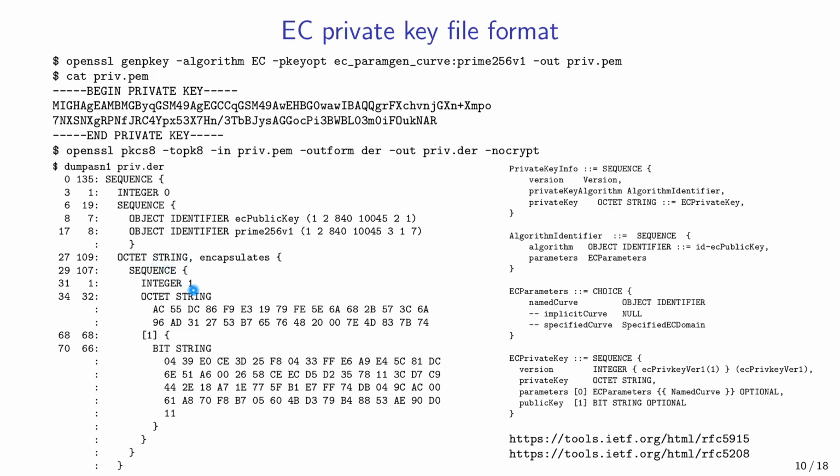This is the version number of the private key file format. This is the 32-byte private key encoded as octet string. Optionally, it can also contain the public key encoded as a bit string. The first byte with value 4 is a constant, then follows the 32-byte x coordinate and 32-byte y coordinate of the public key point.